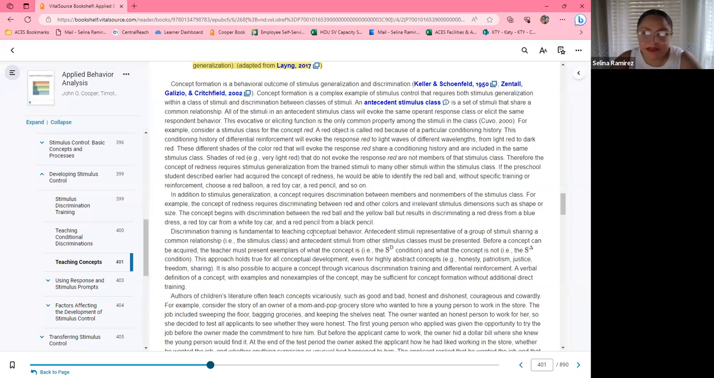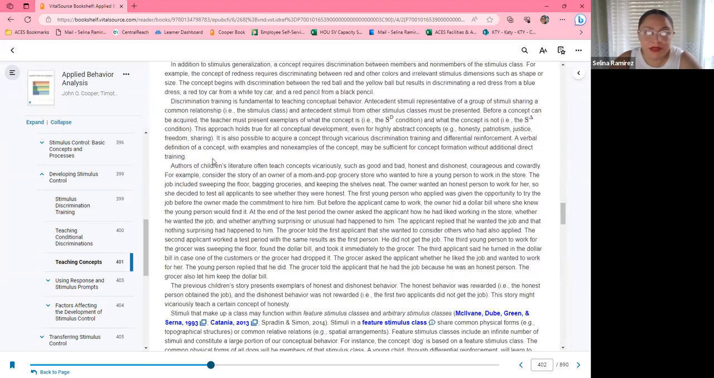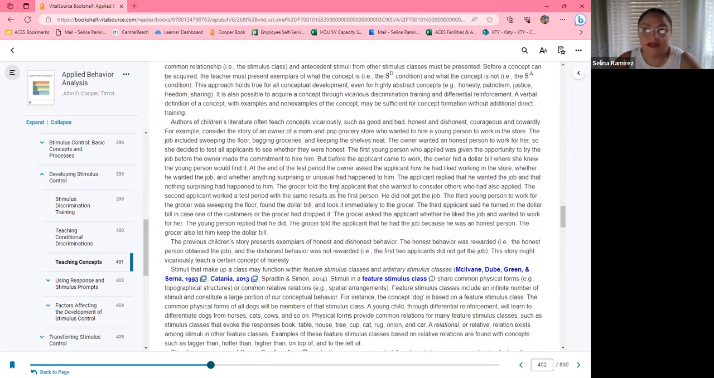Discrimination training is fundamental to teaching conceptual behavior. Antecedent stimuli representative of a group of stimuli sharing common relationship. The antecedent stimuli from the other stimulus class must be presented. So discrimination training, we're using it always and we don't even realize it. Okay, now it's going to go into stimulus class.